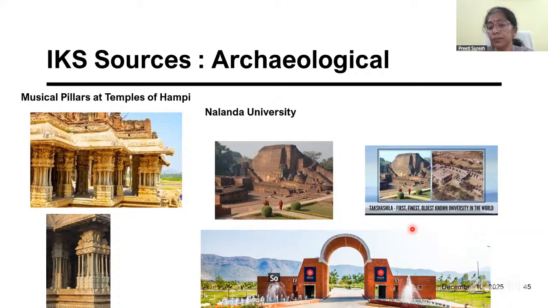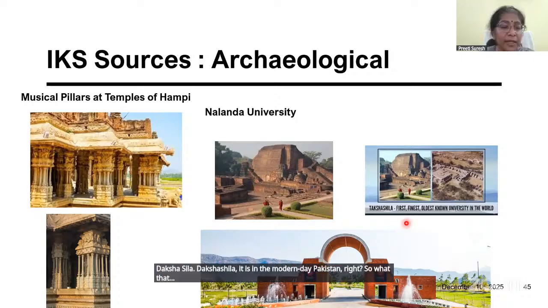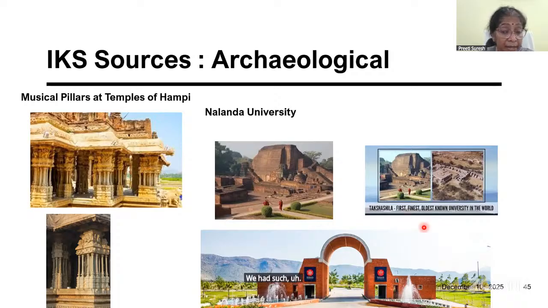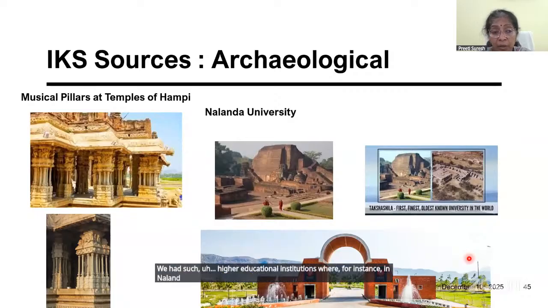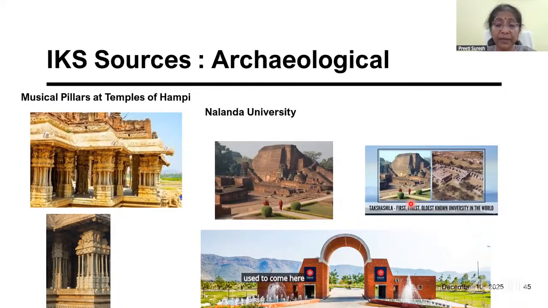Nalanda, established in 477, was in Bihar, na? Takshashila is in modern-day Pakistan, right? But it is considered here because it was part of ancient India, right? So that is also a rich source of information that we had such higher educational institutions where, for instance, in Nalanda, scholars from around the world used to come to study, right?